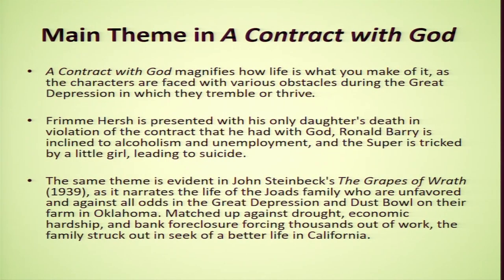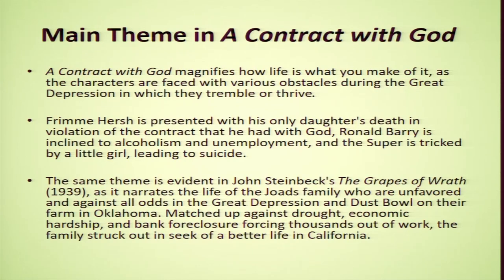A Contract with a God manifests how life is what you make of it. As the characters are faced with various obstacles during the Great Depression, they either tremble or thrive. Frimehurst is presented with his only daughter's death in violation of a contract that he had with God. Ronald Barry is inclined to alcoholism and unemployment, and the super is tricked by a little girl, leading to suicide.